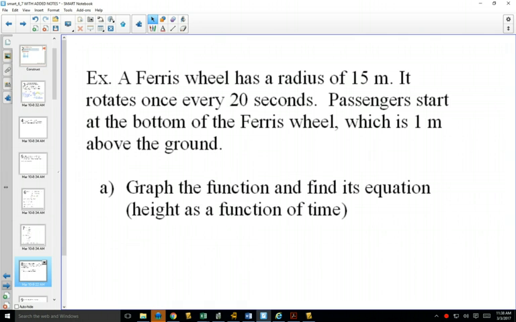Okay, let's go to example 2. A Ferris wheel with a radius of 15 meters. That's a pretty big Ferris wheel. Rotates once every 20 seconds. It's also a pretty fast Ferris wheel. I'm liking it. Passengers start on the bottom, which is 1 meter above the ground. Let's graph this function and find its equation.